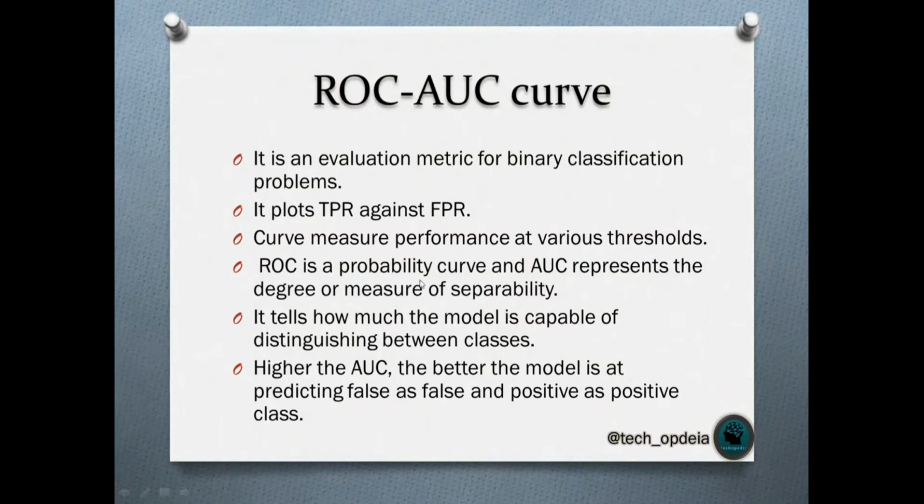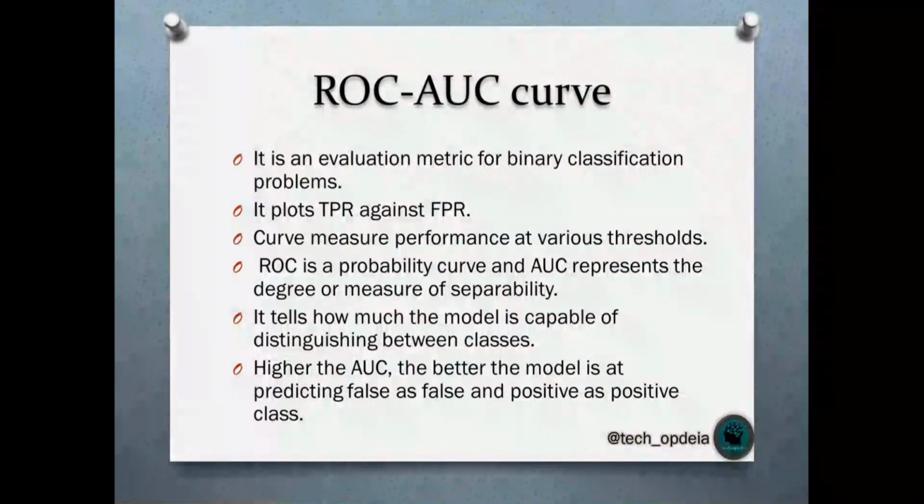ROC is a probability curve and AUC represents the degree and measure of separability, meaning how well our model separates positive and negative class, how well our model came to know that this is positive and this is negative class. It tells how much the model is capable of distinguishing between classes. Higher the AUC, the better is the model at predicting false as false class and positive as positive class.